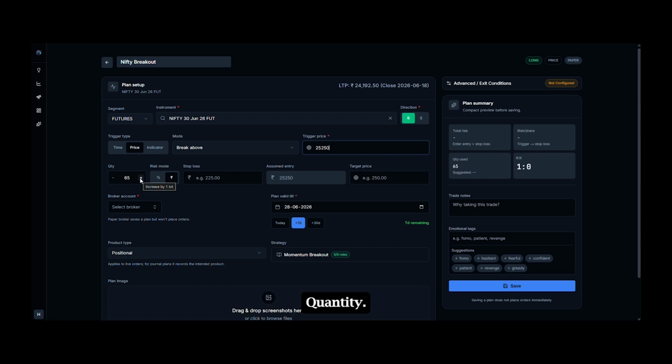Quantity. Next, we'll specify the quantity we intend to trade. For this example, I'll keep it at 455. Depending on your strategy and risk management, this value can always be adjusted before execution. Stop loss. Every trade needs an exit plan before it has an entry plan. For our breakout strategy, we'll place the stop loss at 25,150.